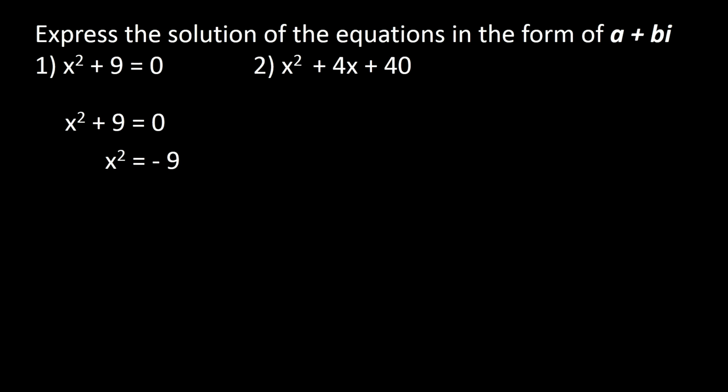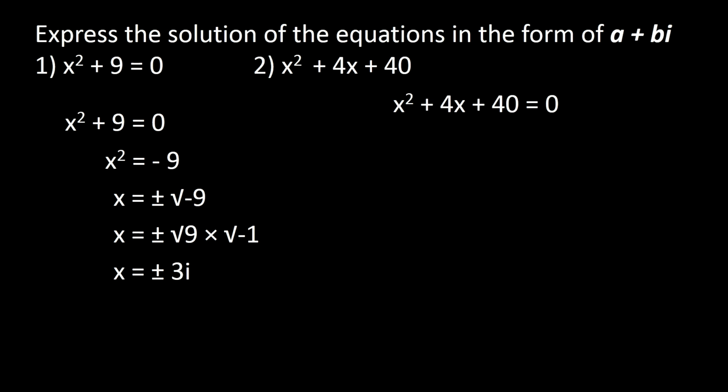And as I said before, the square root of a negative number is not possible, and it's not a real number. So in order to make it a real number, we introduce an imaginary number, which is i. And to introduce an imaginary number, we say x is equal to plus or minus square root of 9 times the square root of minus 1. And as I've said before, the square root of minus 1 is i. So the answer is going to be x is equal to plus or minus 3i. Square root of 9 is 3 and square root of minus 1 is i. So it's 3i.